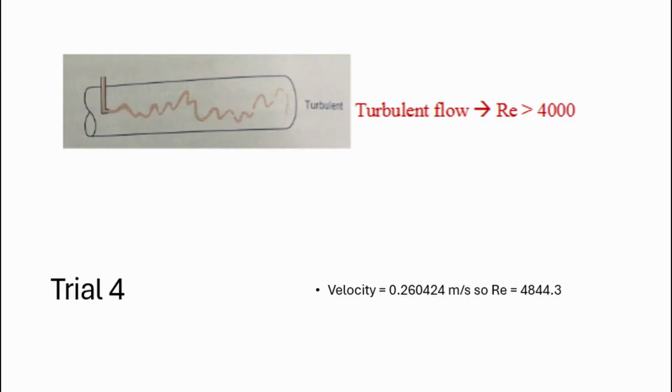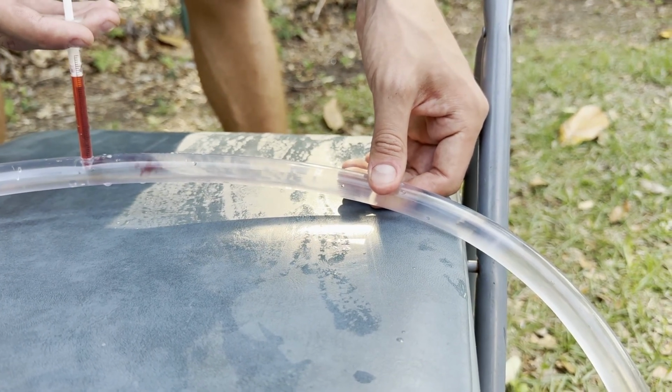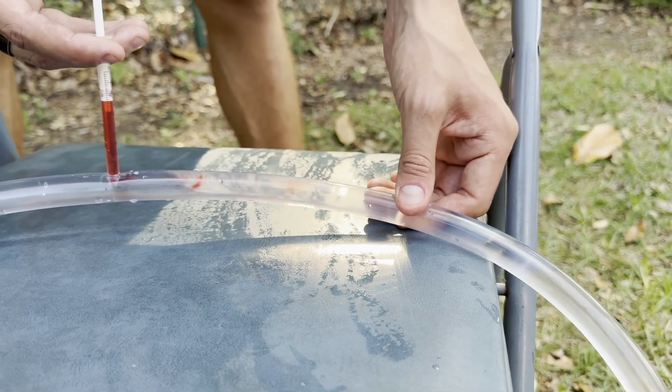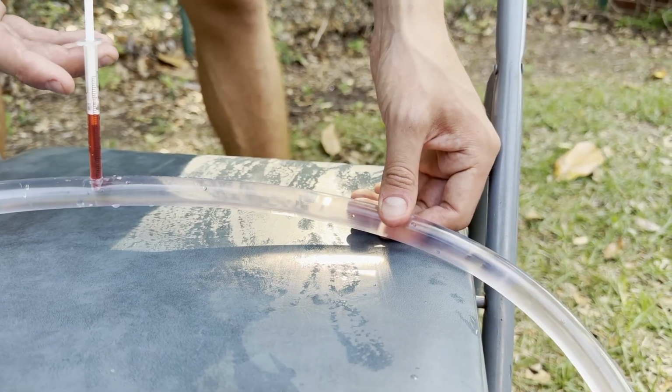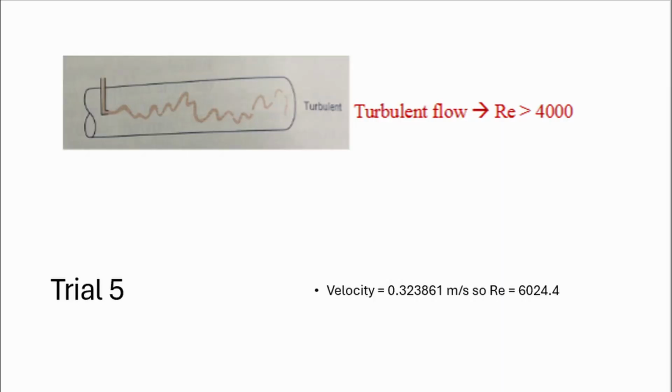For trial 4, we calculated the velocity to be 0.260424 meters per second. With this number, we calculated the Reynolds number to be 4,844, which is in the turbulent flow range. In this video, you can see that the fluid disperses quickly and the fluid is flowing quickly. This flow is turbulent. For trial 5, we calculated the velocity to be 0.323861 meters per second.